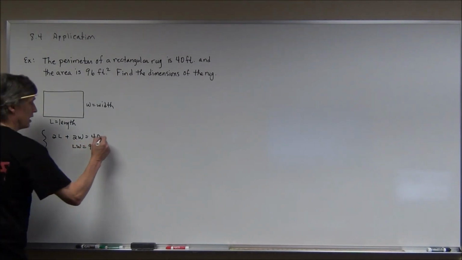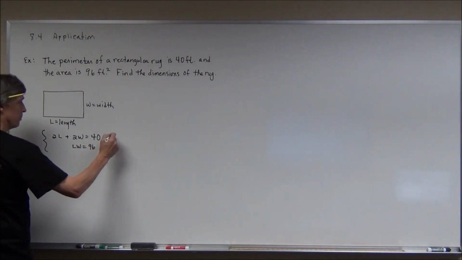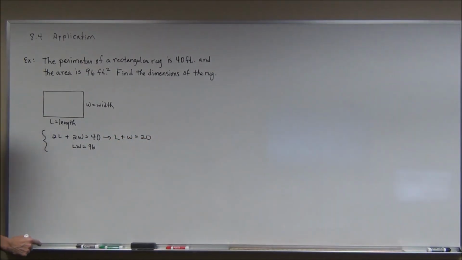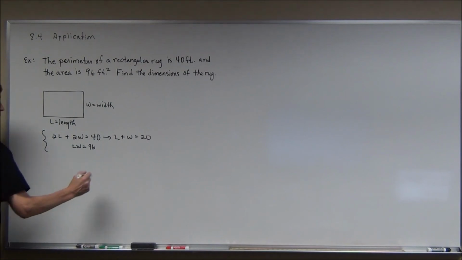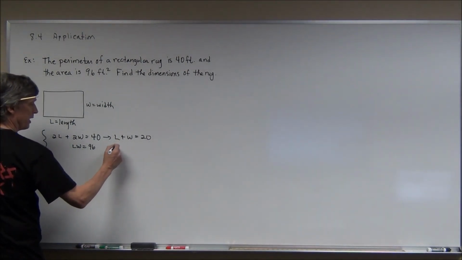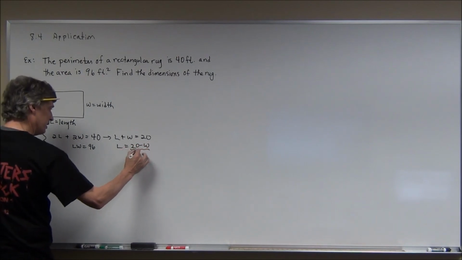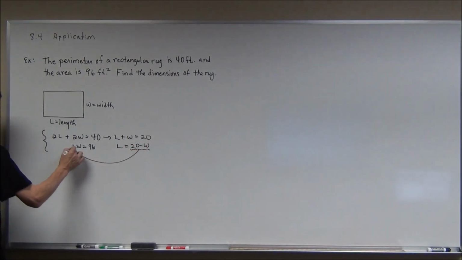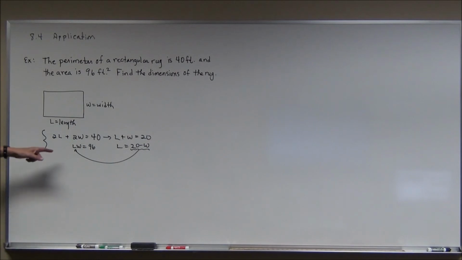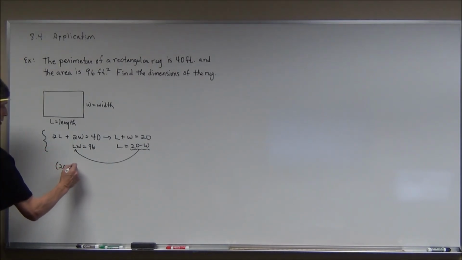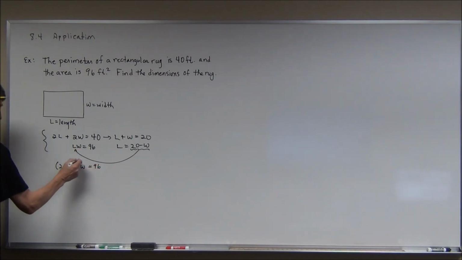I am going to take this top equation and divide both sides by 2, and then I'm going to solve for either L or W. It doesn't matter which one. Let's say I solve for L by subtracting W from both sides. Then I'm going to substitute this in for L in the area equation, and I'm going to get the quantity 20 minus W times W is equal to 96.